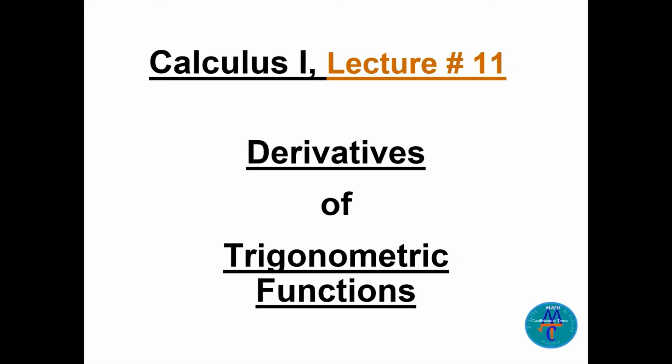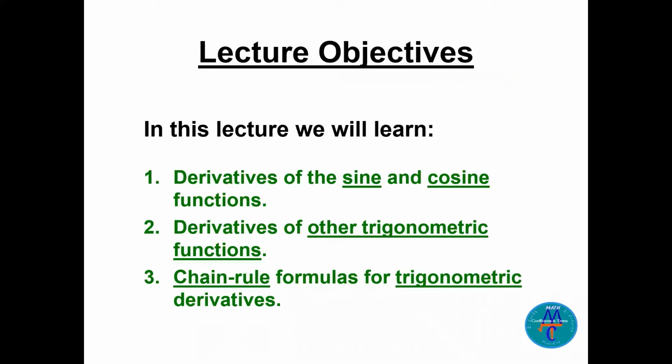This is lecture number 11 of the Calculus 1 lectures, the derivatives of trigonometric functions. In the objectives of this lecture, we see the derivatives of the sine and the cosine function, also the derivatives of the other four trigonometric functions. And then we will see how we apply the chain rule to these trigonometric derivatives.